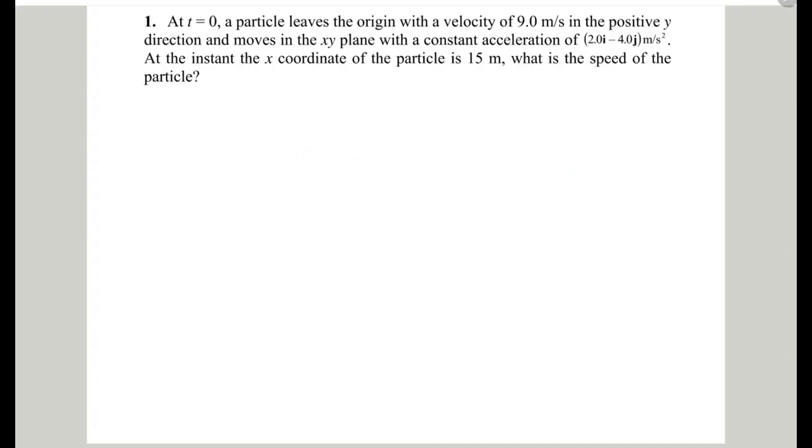So let's start here. At t equals 0, a particle leaves the origin with a velocity of 9 meters per second in the positive y direction and moves in the xy plane with a constant acceleration 2i hat minus 4j hat meter per second square. At the instant the x-coordinate of the particle is 15 meters, what is the speed of the particle?